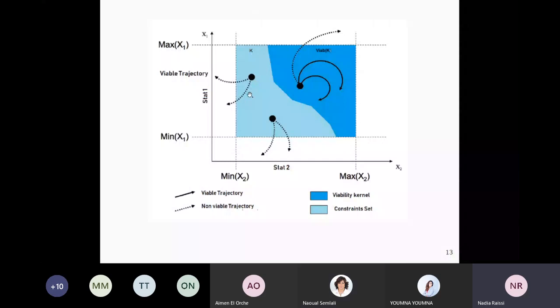So there is what's called the viability kernel, which is the darker blue side, which is that for all initial states in that set, there exists some control policies that force us to always stay inside. Not all of them, of course, some will leave, but there exists at least one that will make us stay. So this is just to explain the theory.